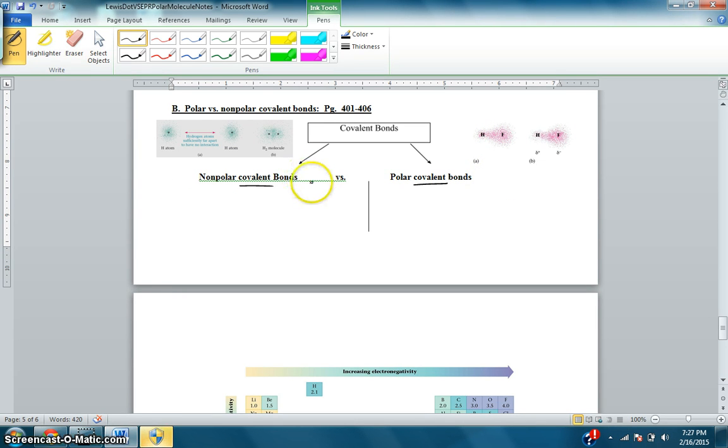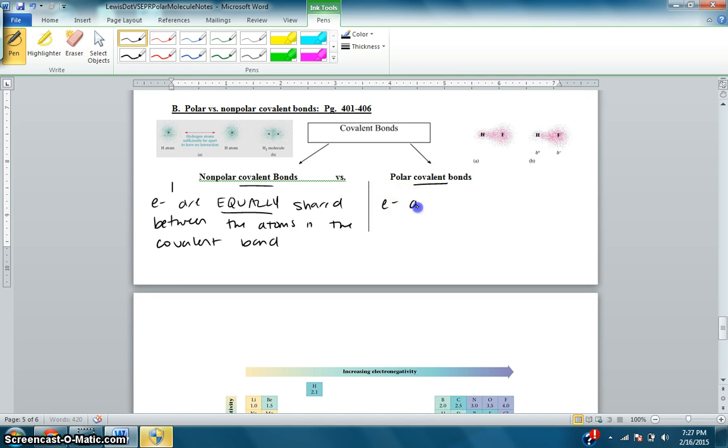So what's the difference between a nonpolar covalent bond and a polar covalent bond? Up until this point, we haven't really talked about how electrons are shared between the atoms. So if you are a nonpolar covalent bond, that means your electrons are equally shared between the atoms in the covalent bond, which I'm sure you've already guessed means polar covalent bonds are going to be when electrons are unequally shared between the atoms in a covalent bond.